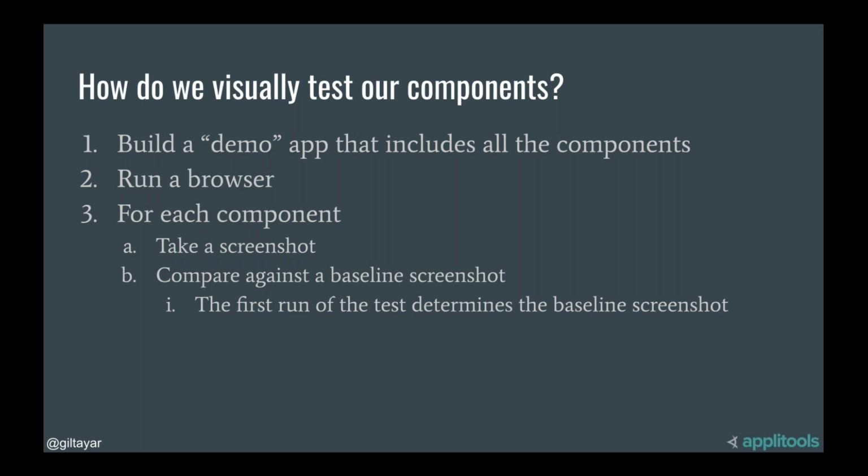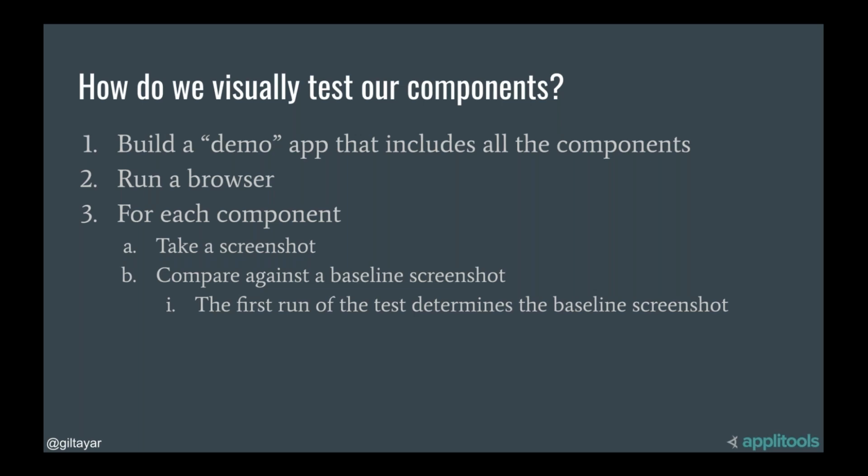So once we have that application, we have multiple pages with all the components inside of them in all their states, we run a browser like Chrome, Firefox, whatever. And for each component, what we do is we take a screenshot of that component and we compare it. What do we compare it against? We compare it against a baseline screenshot that we know is good. How do we get that baseline screenshot? Simple. The first test we run, the screenshots taken are used as the baseline.